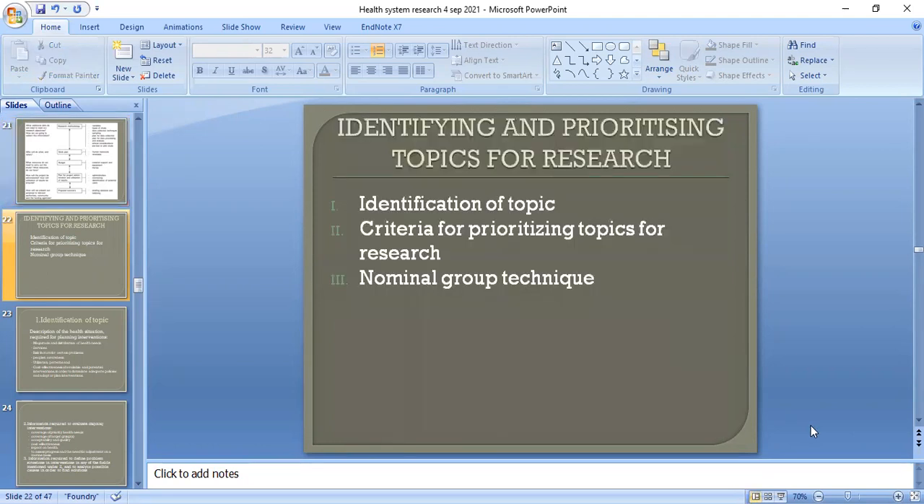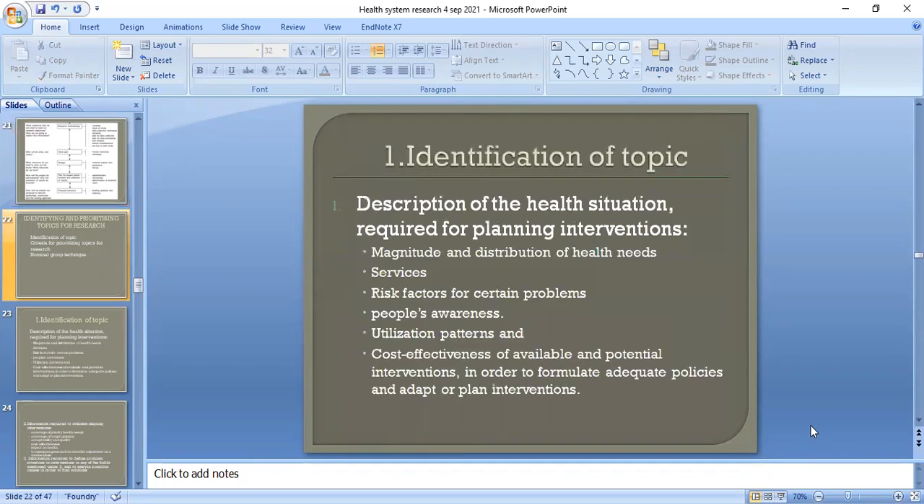Now, identifying and prioritizing the topics for research. There are three steps in it: the identification of topic, criteria for proposing topics for research, and the nominal group technique. Now, the first step is the identification of topic.